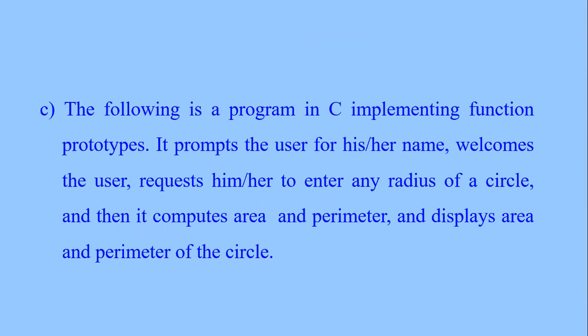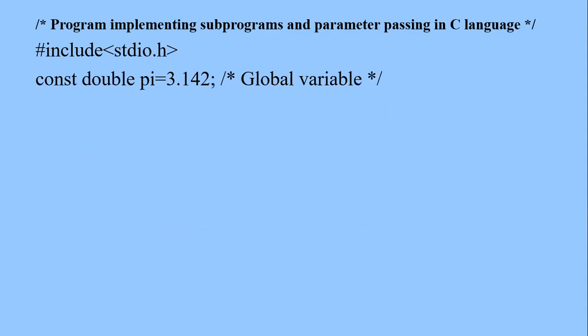So the following is a C program implementing prototypes. So we saw prototypes in my previous presentations, and we can do it as follows. So this program is implementing the subprograms that we have already discussed and the parameters that I've already discussed about. But the difference now is that this program is implementing what we call prototypes. So we have hash include stdio.h. We are declaring our global variable just as the others.